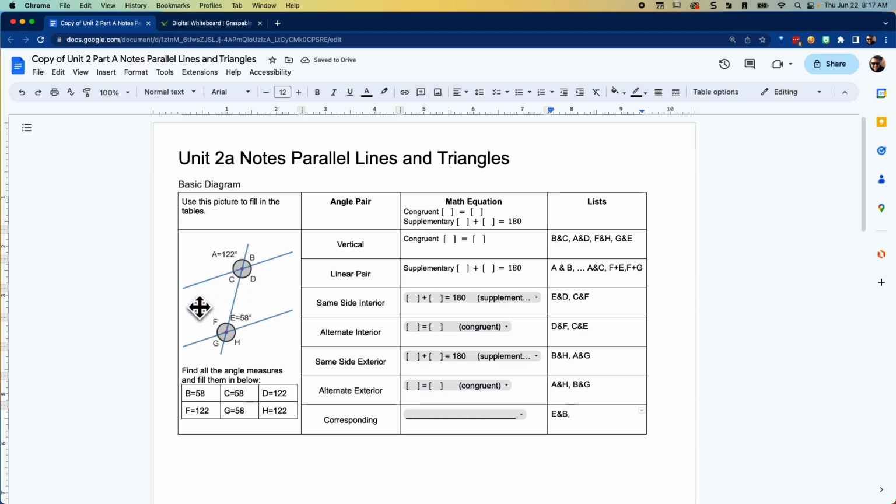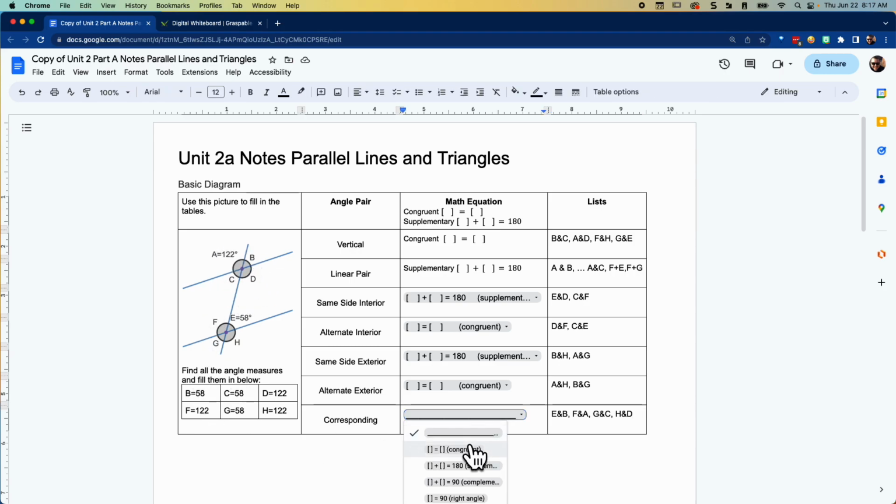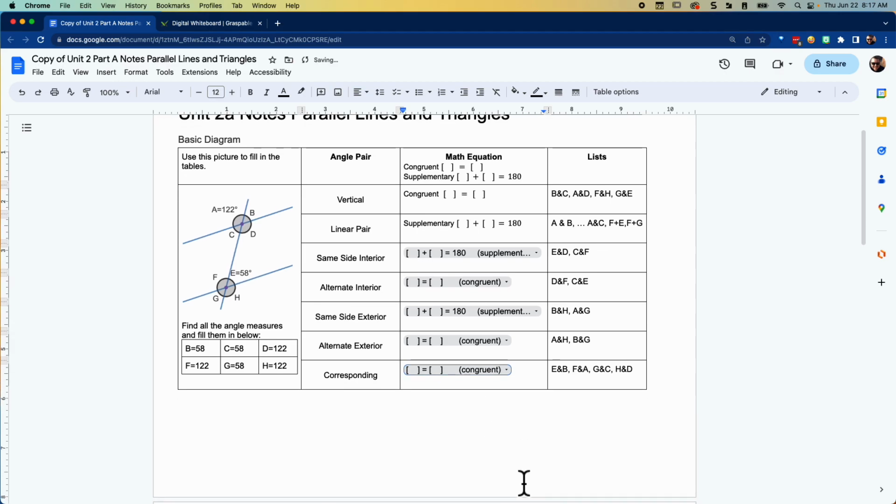E goes with B. F goes with A, because those are both in the top left. G goes with C. And D goes with H. So we'll say H and D. And because these are all in that same location, they have that same matching measure. So those are going to be congruent.